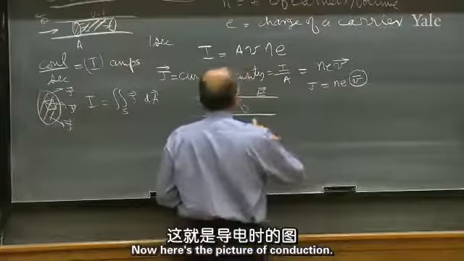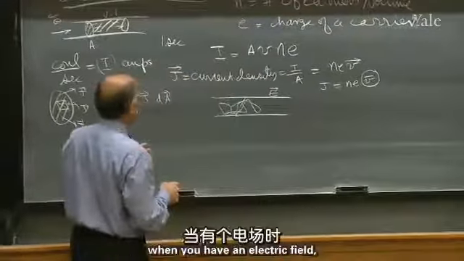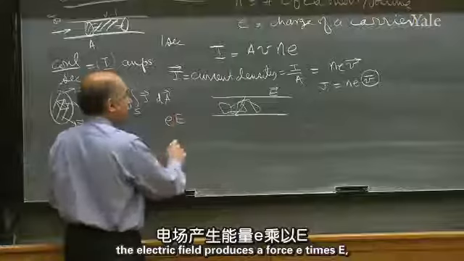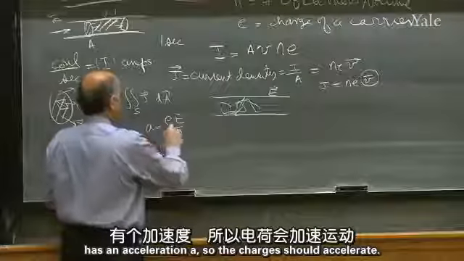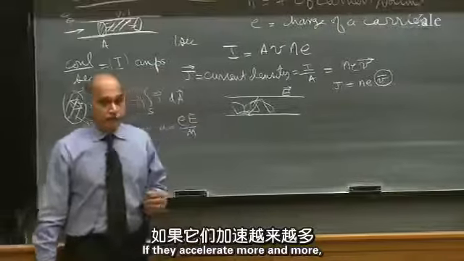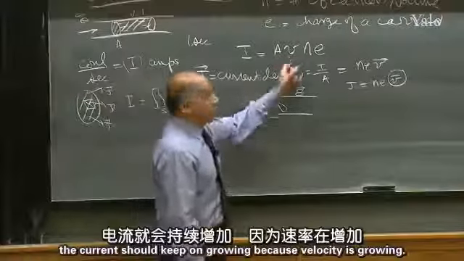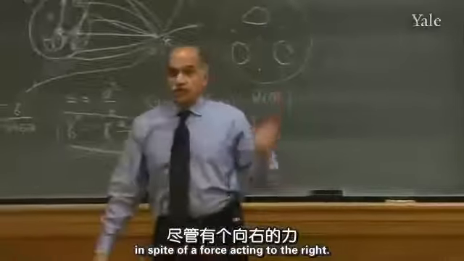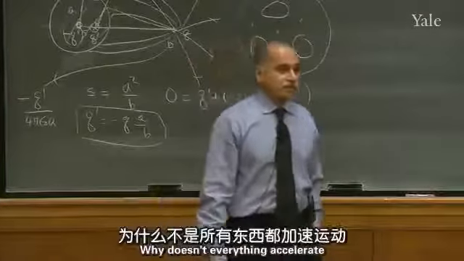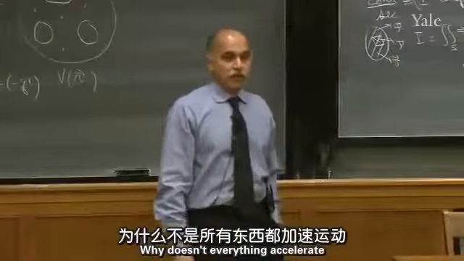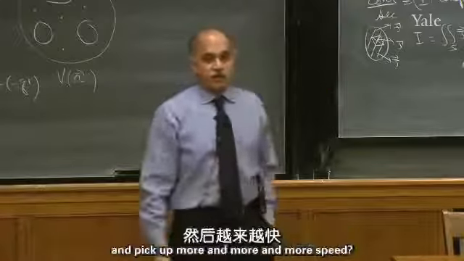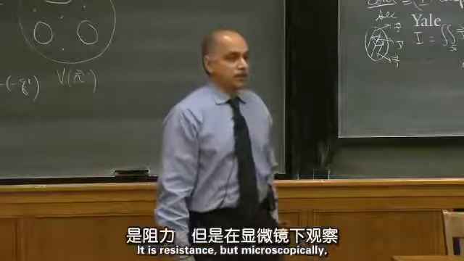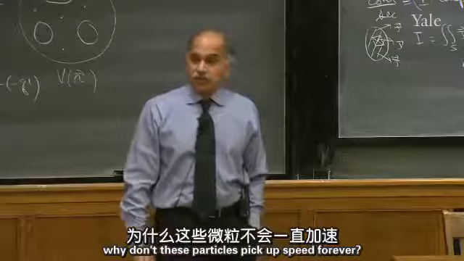Now here's the picture of conduction. You should in fact find it very paradoxical that when you have an electric field, the electric field produces the force E times E, has an acceleration A, so the charges should accelerate. If they accelerate more and more, the current should keep on growing because velocity is growing. But you get a steady current in spite of a force acting to the right. Do you know why that happens? Why doesn't everything accelerate and pick up more and more and more speed? It is resistance, but microscopically, why don't these particles pick up speed forever?